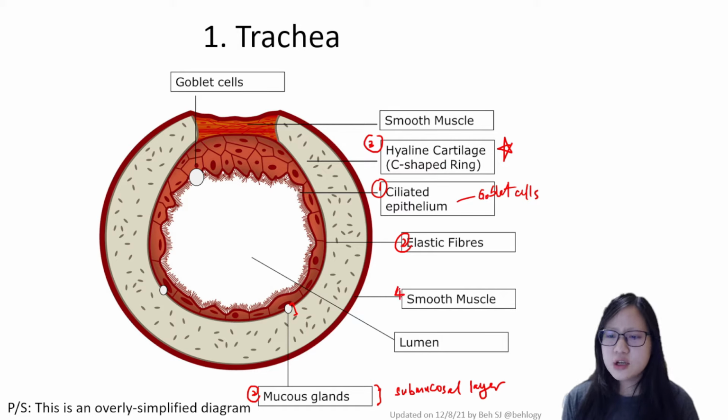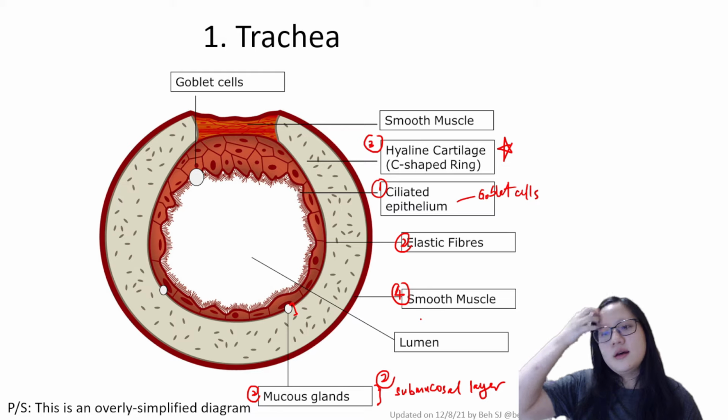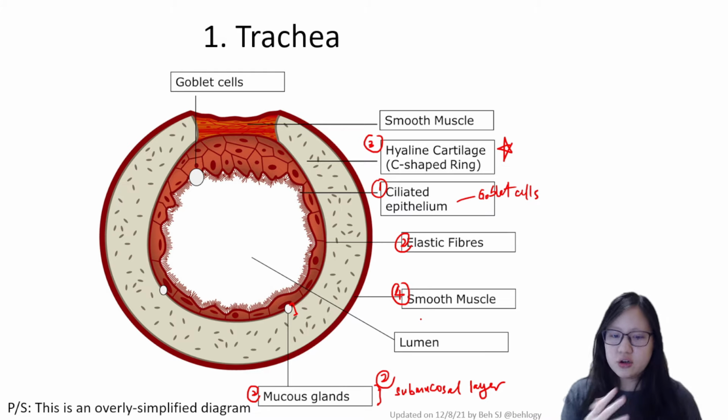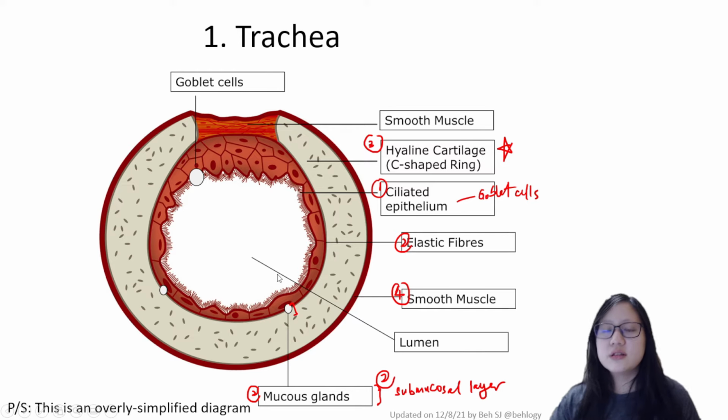Last but not least, we have our smooth muscle layer surrounding the outside, and also in between these ends of the C-shaped ring. So again, ciliated epithelial layer, then the submucosal layer, then the hyaline cartilage layer, and then the smooth muscle layer. Okay, so this is obviously an oversimplified diagram. Let's look at this in real life.